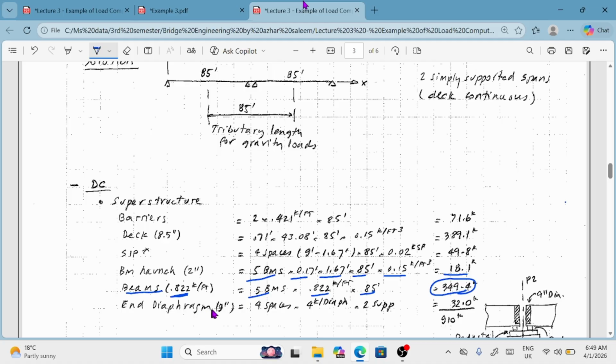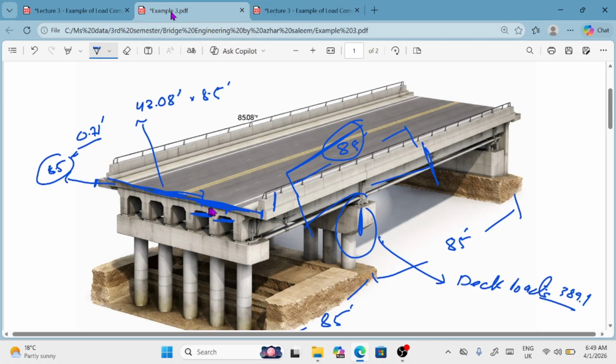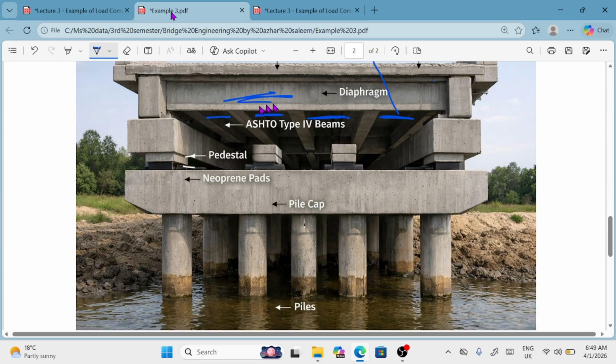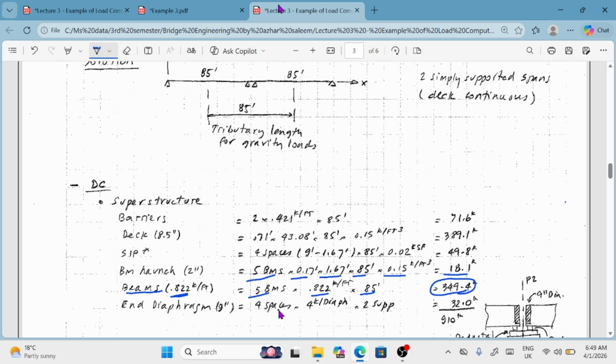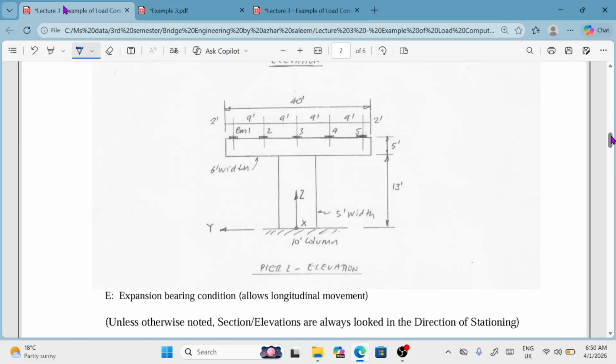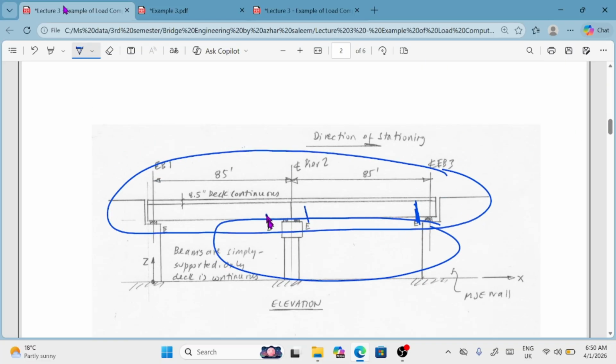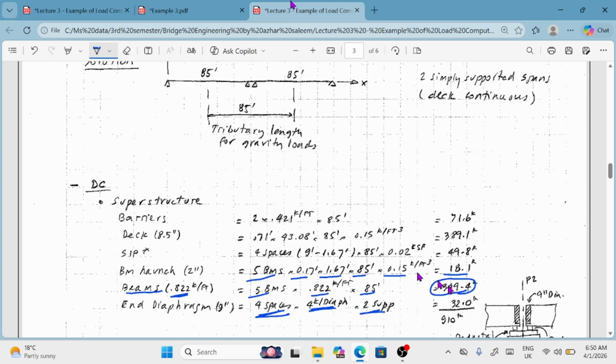And the end diaphragm weight will be, this is the end diaphragm, it is not shown here, and if I show another diagram, this is a diaphragm, and each weight is 4 kip. There are 1 2 3 4 end diaphragms. Okay, each end diaphragm has 4 kip weight, and 2 on both sides, on this side and this side. We will calculate this for 2 end diaphragms. So its weight on this pier will be this much, 32 kip.